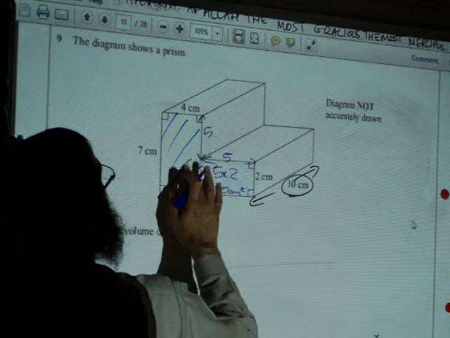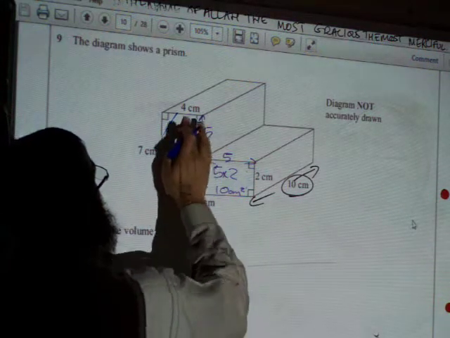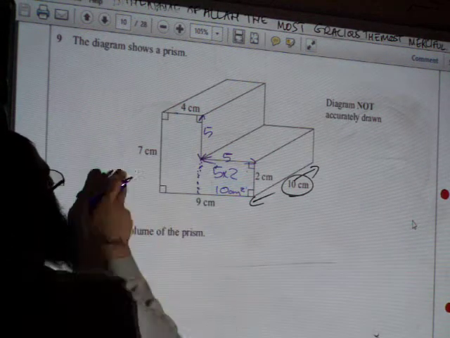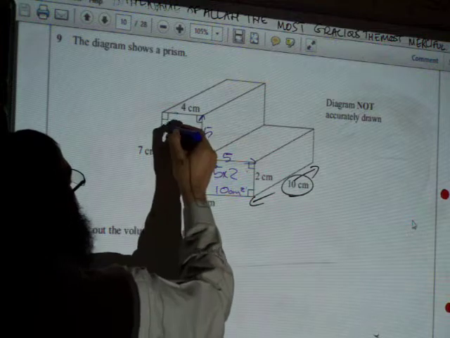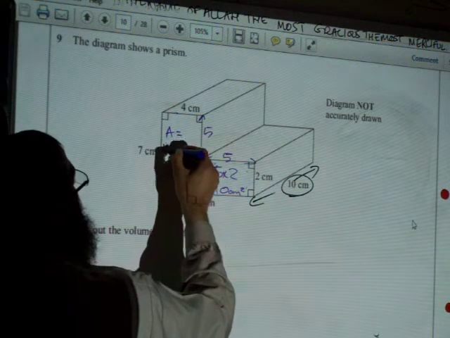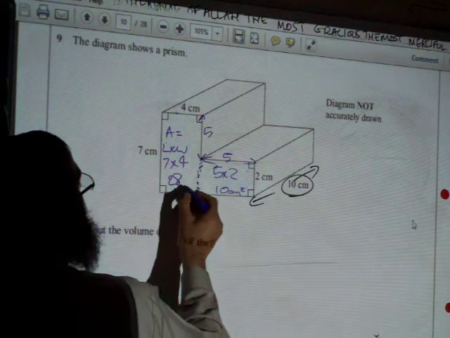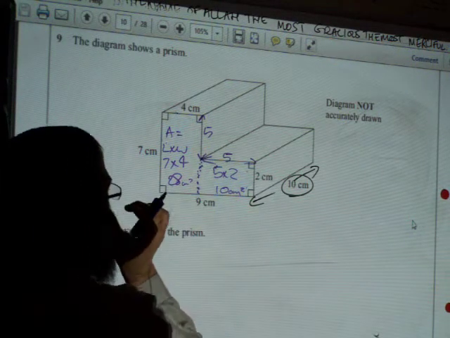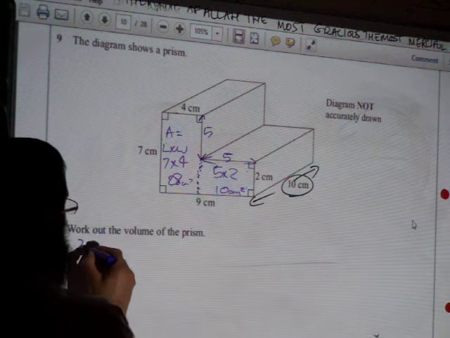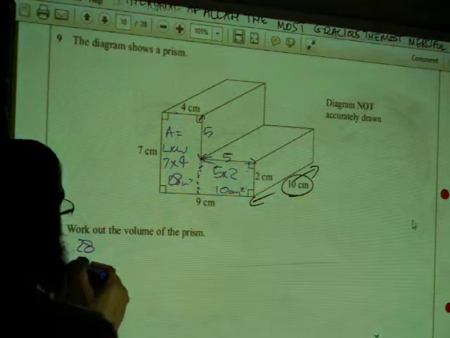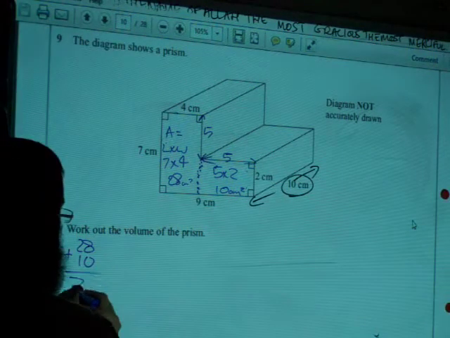For the next part, we can put this as our length and that as our width. So the area equals length times width. 7 times 4 gives us 28. So what's the total area then? We have 28 and then we add another 10. That gives us 38.